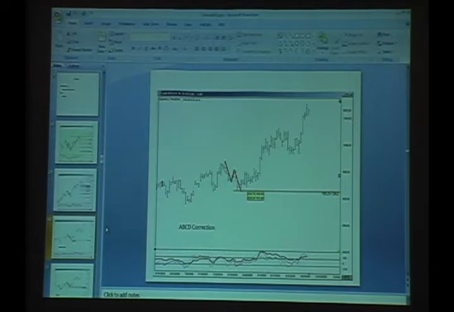Brian, yes. The ratio for the C is between 0.618 and 0.786? Yes. And for the D point is? It needs to land between 1.272 and 1.618. 1.272 and 1.618. Yeah.